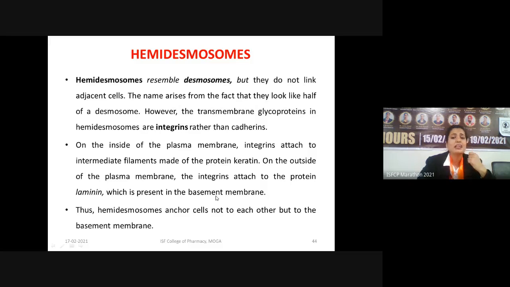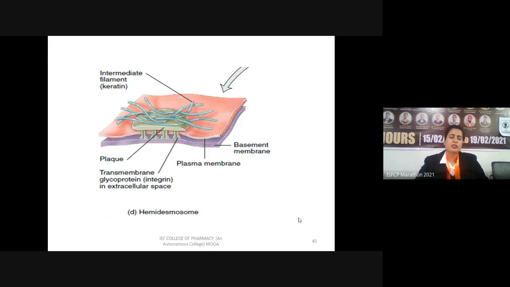Hence, we can say that in case of the hemidesmosome, the plasma membrane of one cell is attached to the basement membrane of the tissues. Thus, hemidesmosomes anchor cells not only to each other, but they also join the basement membrane to the plasma membrane, as I explained. So this is the structure of the hemidesmosome.